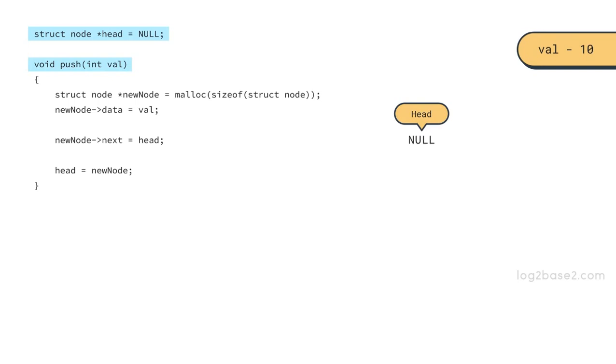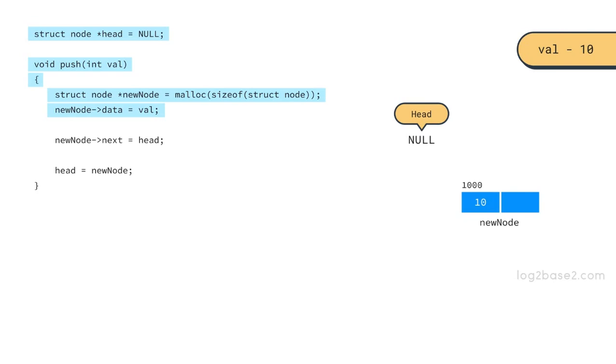First, we have to create a new node to store this value. So use the malloc function to create it. So we have struct node star new node equal to malloc of size of struct node. So a new node is created and now add the value to it. So write new node data equal to val. So 10 is added to this node.